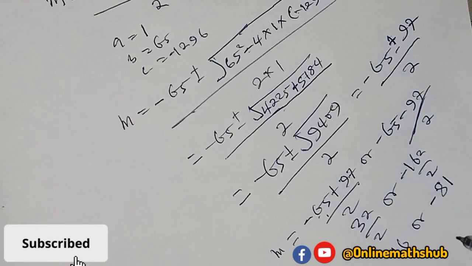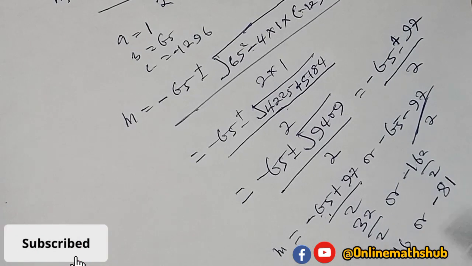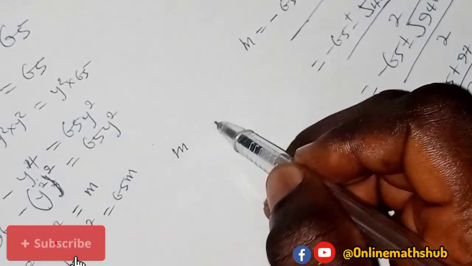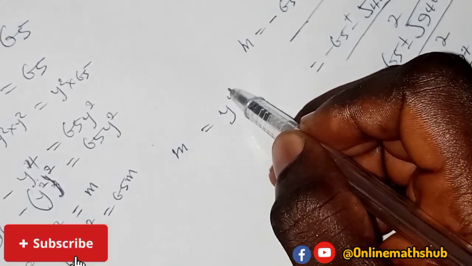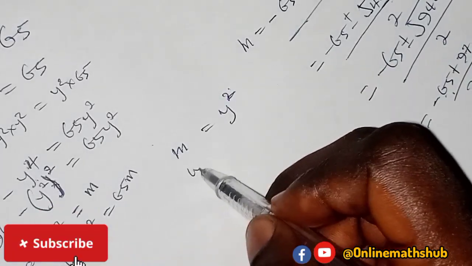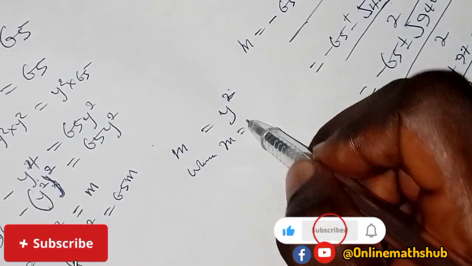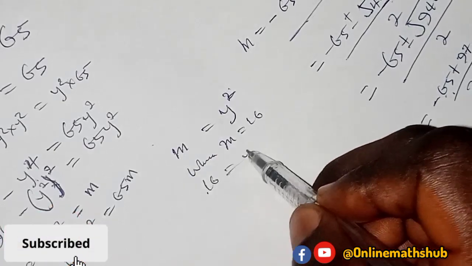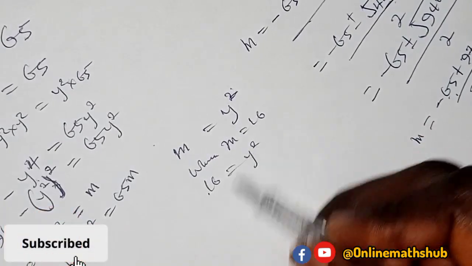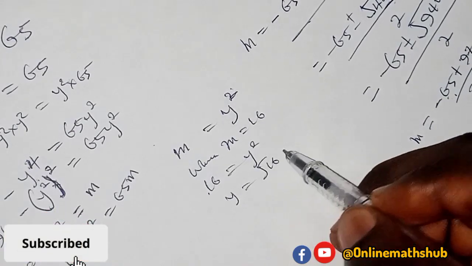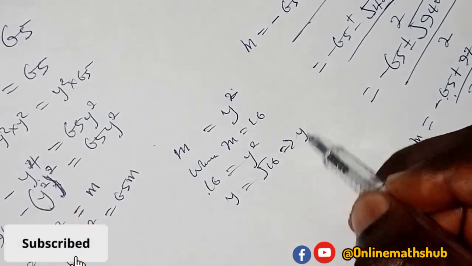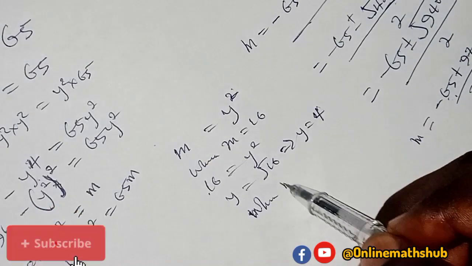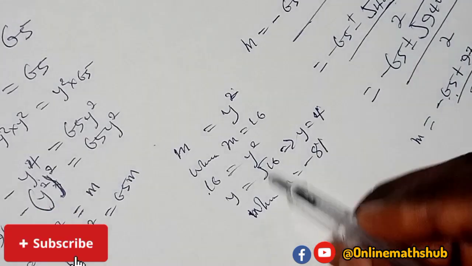So these are the values of m that we've got, but don't forget we set m to be equal to y raised to power 2. So when m is equal to 16, what we have here is that 16 is equal to y raised to power 2, and y now becomes the square root of 16, which implies that y is equal to 4.